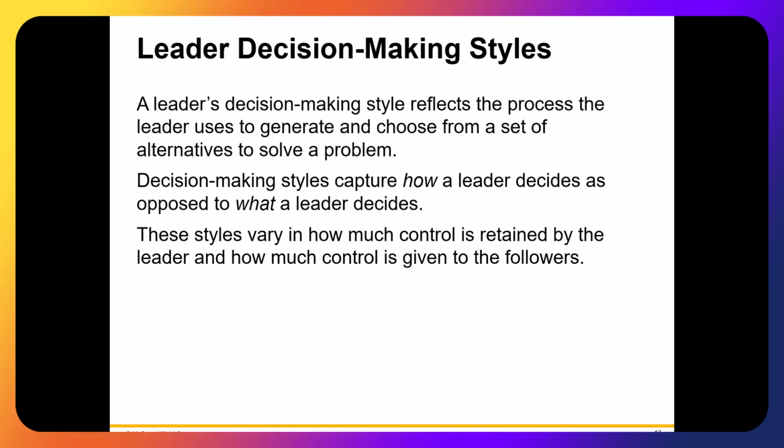A leader's decision-making style reflects the process the leader uses to generate and choose from a set of alternatives to solve a problem. Decision-making styles capture how a leader decides, as opposed to what a leader decides. These styles vary in how much control is retained by the leader and how much control is given to the followers. So the leadership style determines basically what type of process they're using.